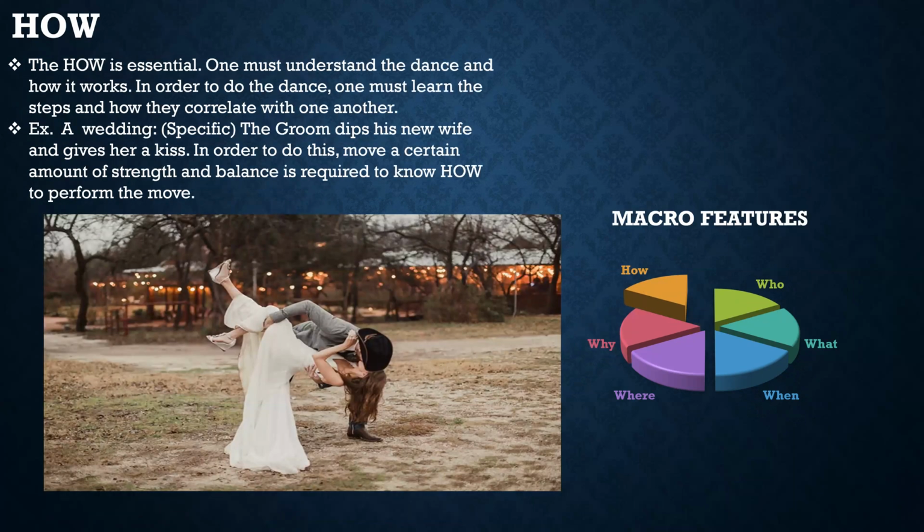The how is also essential. One must understand the dance and how it works. In order to do the dance, one must learn the steps and how they correlate with one another. For example, once again, at an American wedding, or at least the American weddings I've been to, at the end of the first dance, the groom may dip his new wife and give her a kiss. In order to do this move, a certain amount of strength and balance is required, and a lot of time and practice is put into this dance to know how to perform this move to near perfection.